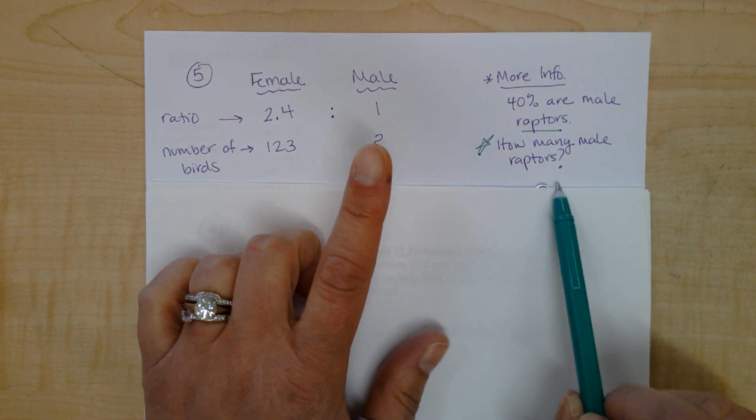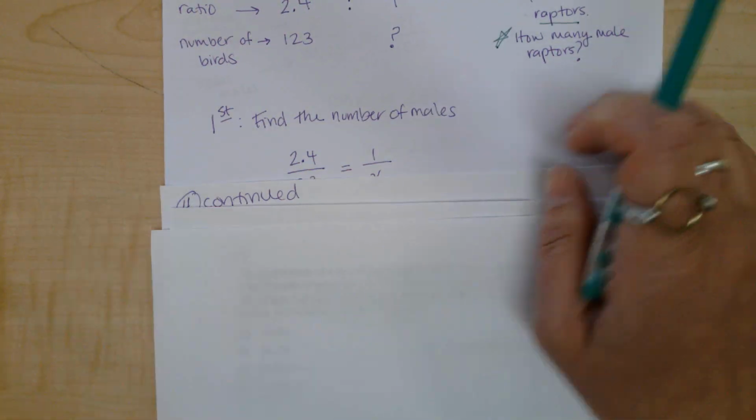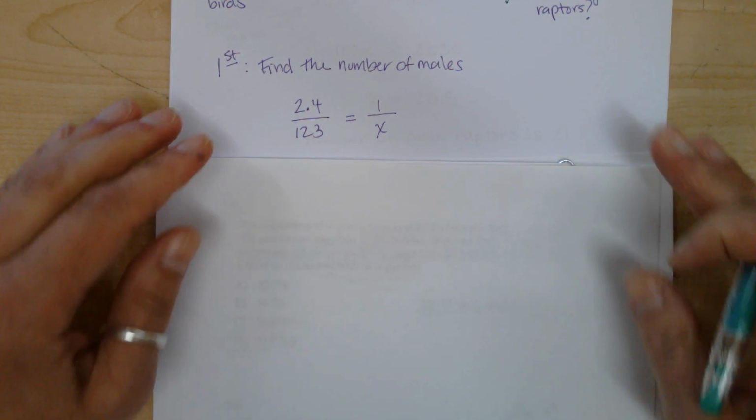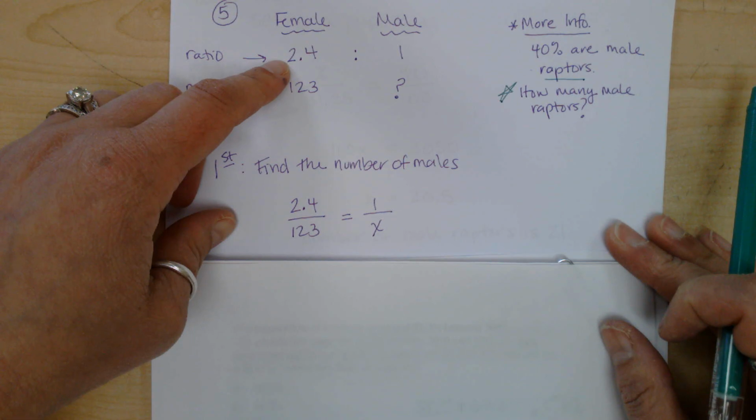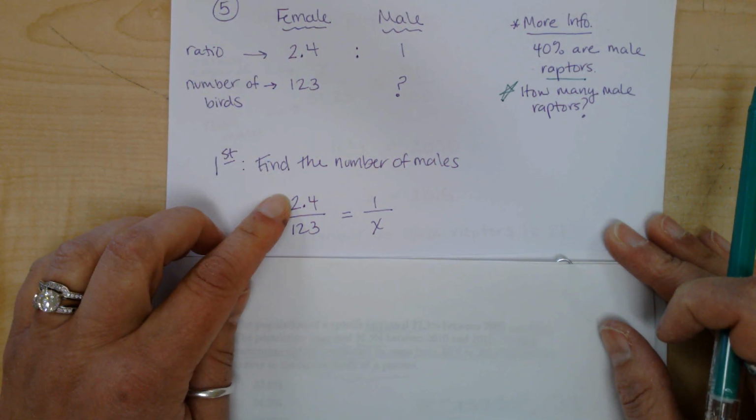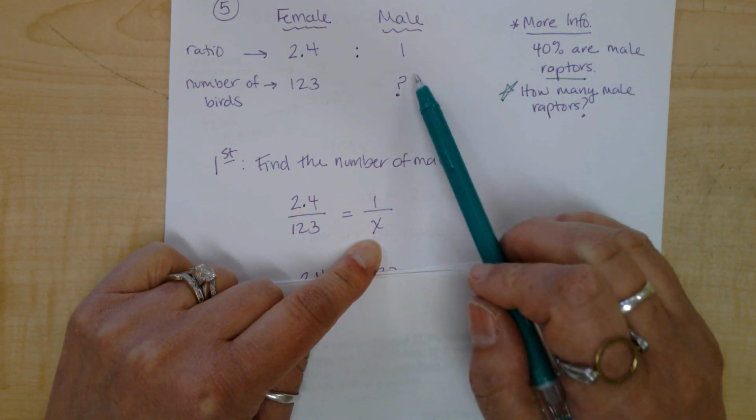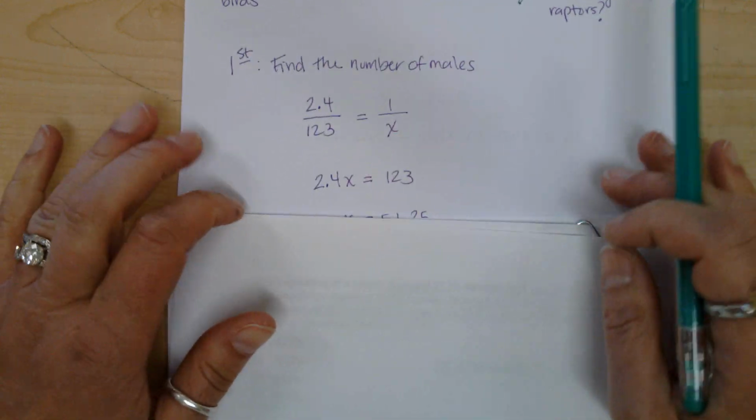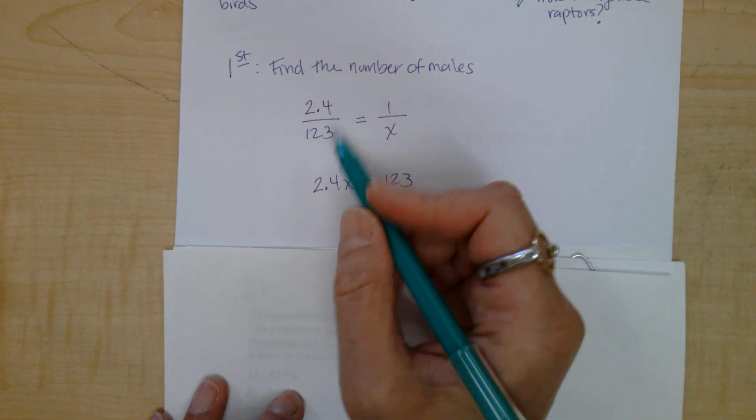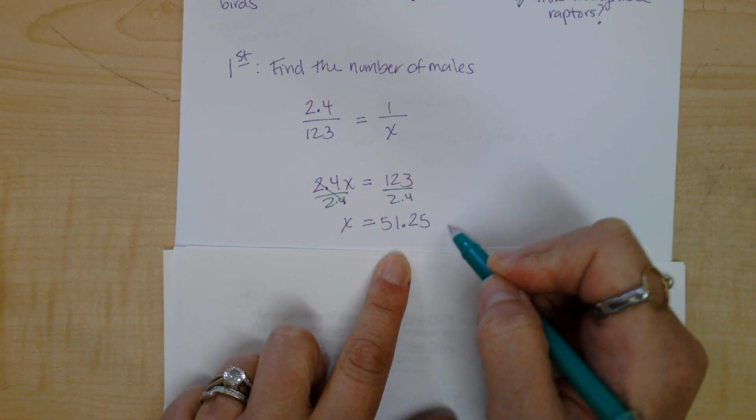So we have a couple things to figure out. The first thing we're going to figure out is to find the number of male birds. I have that already set up. So 2.4 divided by 123 equals 1 over our unknown, x. And so I'm going to go through and solve that. Cross multiplication, and then I'm going to divide both sides by 2.4. And I come out with 51.25 males.